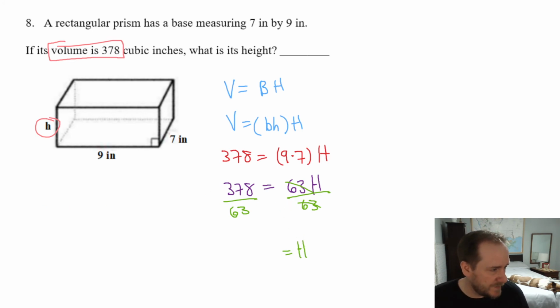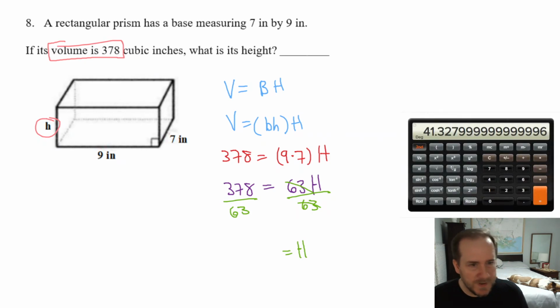I don't know what it is. Let's bring back the little scientific calculator. That guy's easy to use. So on that, let's clear everything out. Let's do 378 divided by 63, and that's 6.